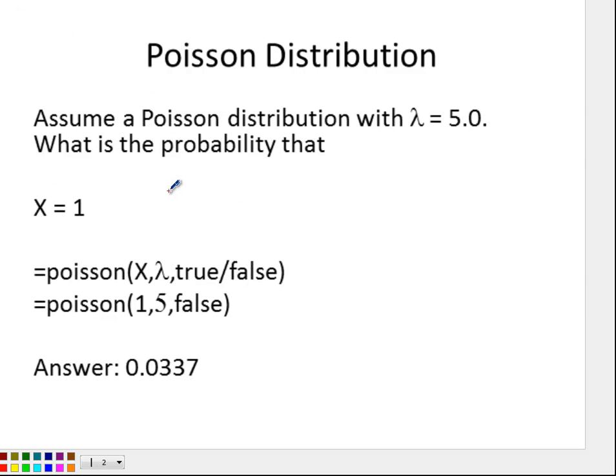So let's go over some problems. Assume that we have a Poisson distribution with mean or lambda equal to 5. We want to figure out the probability that x is equal to 1. So in this case, x is the number of events, that will be 1. Our lambda is 5. And then since we have an equal sign, we're going to use false. So you would type this command into Excel and you would get 0.0337.